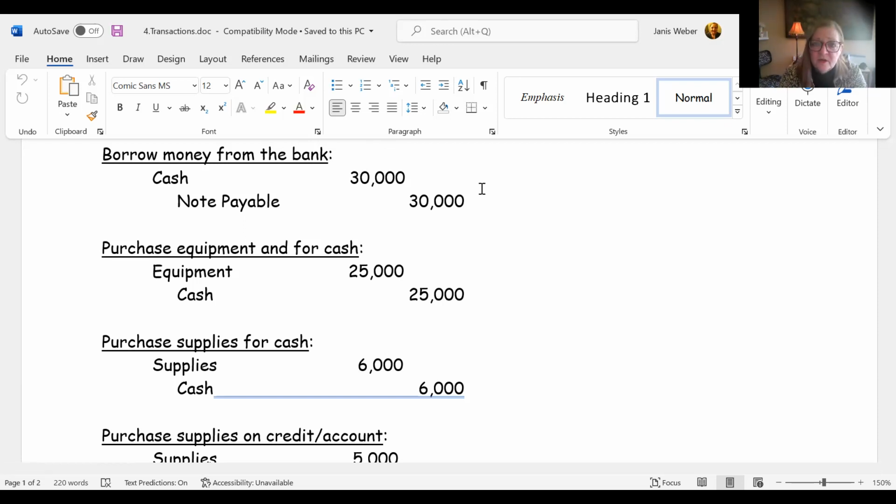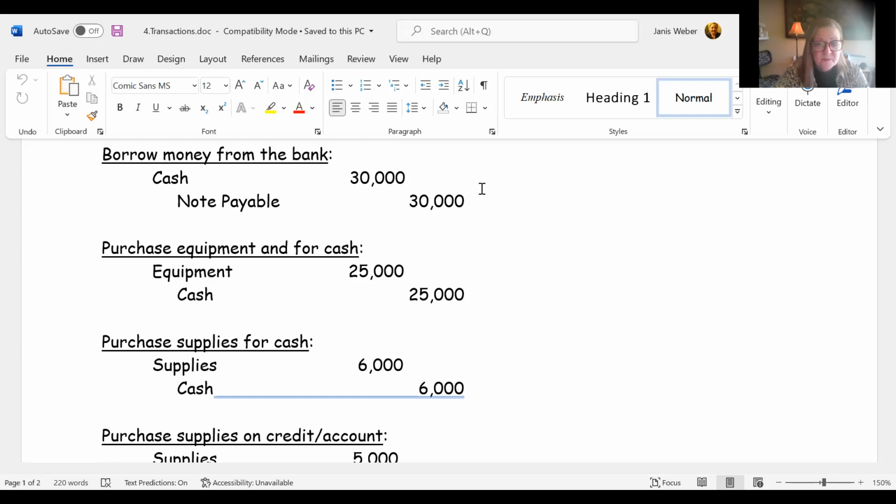If you purchase equipment for cash, then that means you debit equipment, you credit cash, because one asset is increasing, the equipment account, and the other asset is decreasing because you just paid for that equipment with cash. So cash is decreasing, and that's why it's credited. So then you purchase supplies for cash, same thing. The asset increasing is supplies. So we're debiting supplies. Then the other asset, cash, is decreasing, and we're going to credit the cash account because it's decreasing.